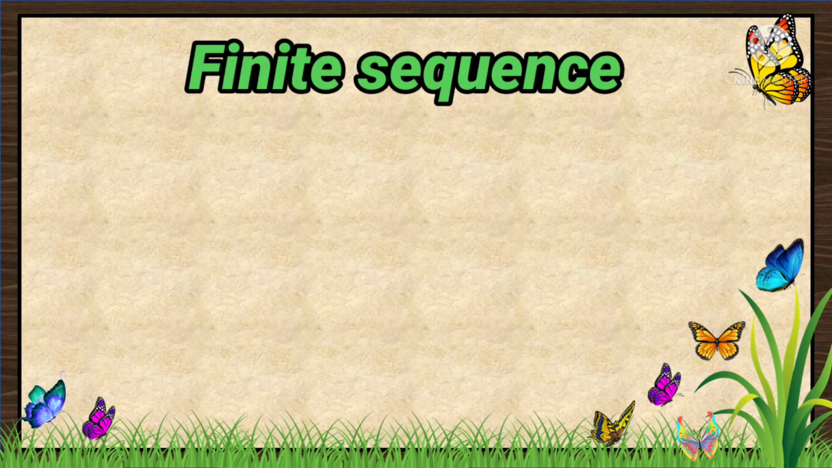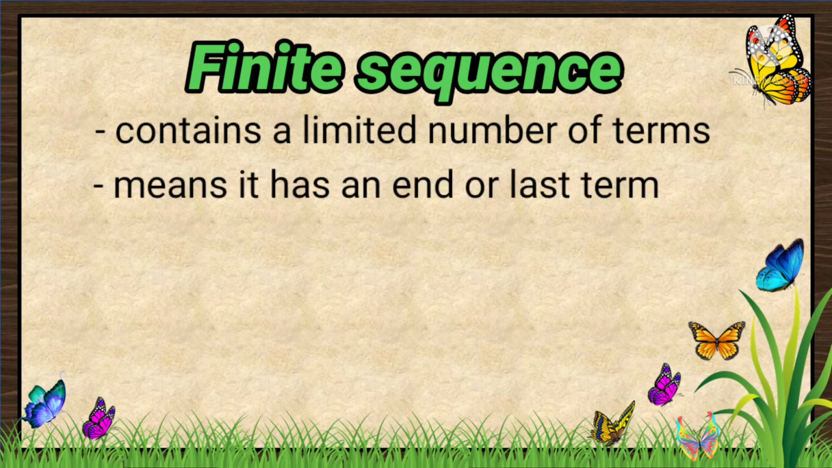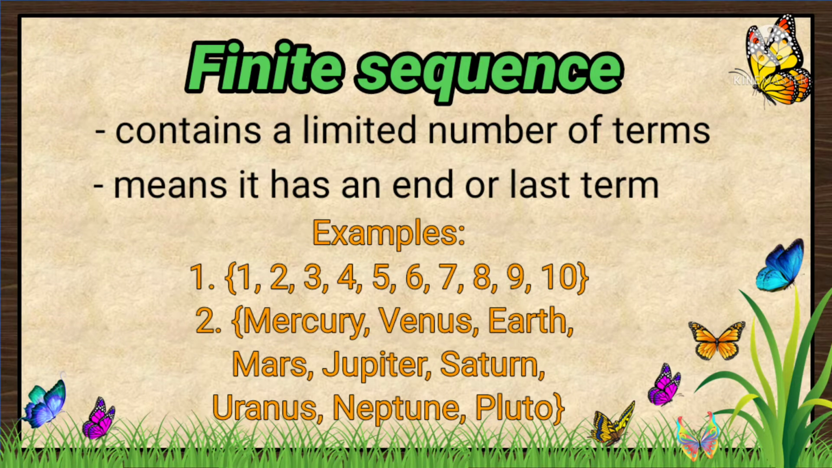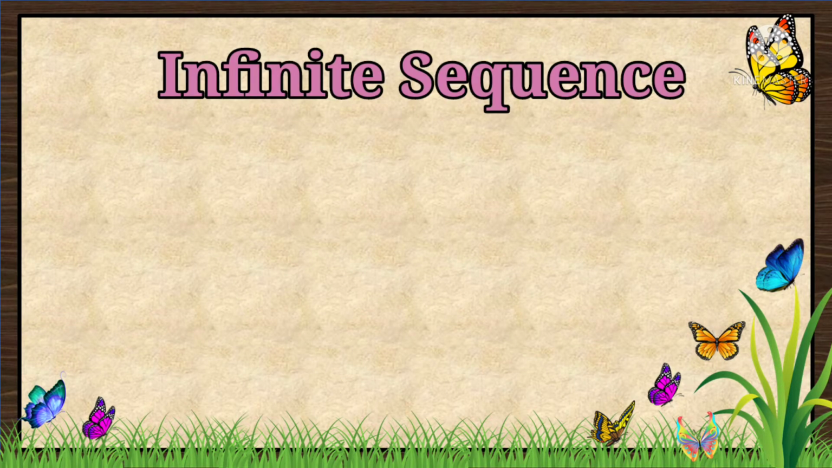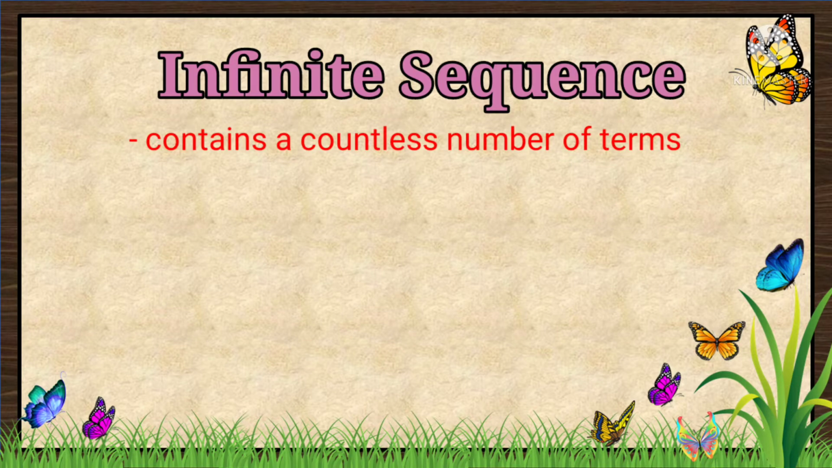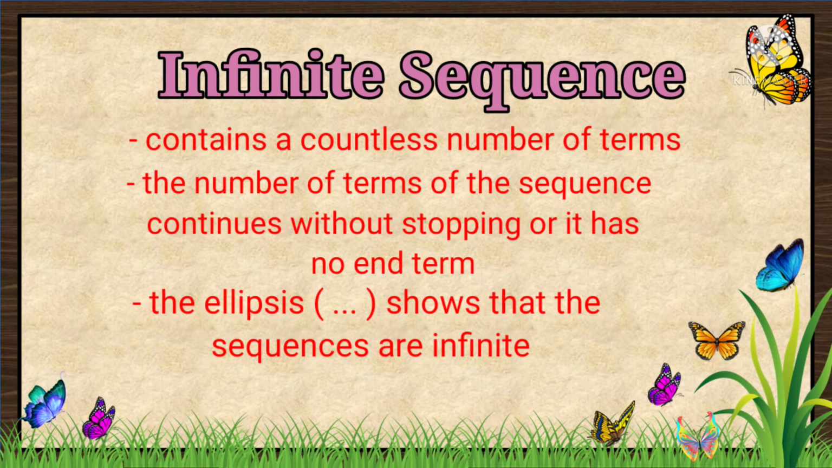If we say finite sequence, it contains a limited number of terms. This means it has an end or last term. On the other hand, an infinite sequence contains a countless number of terms. The number of terms of the sequence continues without stopping, or it has no end term. The ellipsis at the end of the following example shows that the sequences are infinite.